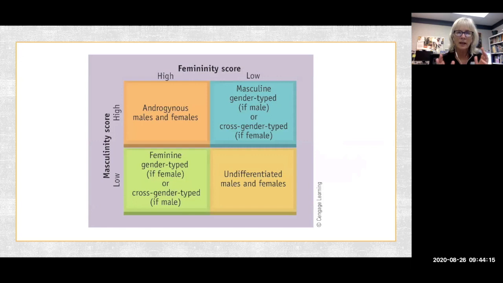So we've talked about these two squares here. Masculine gender typed, where we're seeing a predominance of instrumental traits. Female gender typed, high femininity score, low masculinity score, more expressive traits. Someone who is androgynous, we're seeing much more of both, so both feminine traits and masculine traits are high, and undifferentiated, both are relatively low.